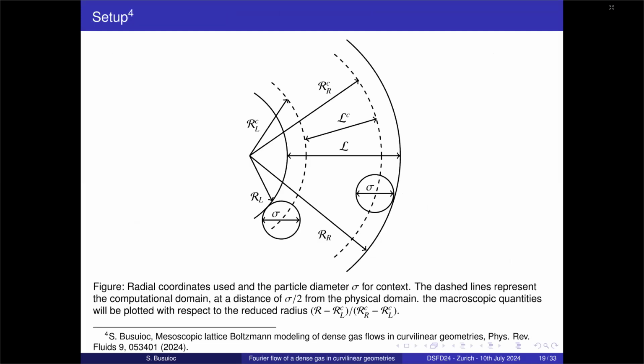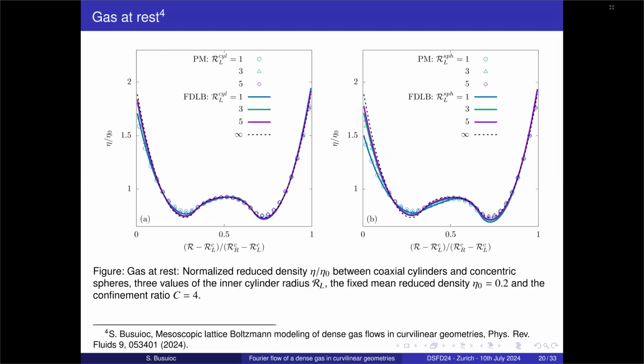Let's look at the picture of what we look at. This is the spherical diameters, the sigmas, and this is in cylindrical coordinates. I want to look at how the density varies between two coaxial cylinders. These are some of the results. I put the left cylinder of radius 1, so RL stands for the radius of the inner cylinder, the left cylinder, and we'll look at the reduced radius, the distance between the two cylinders.